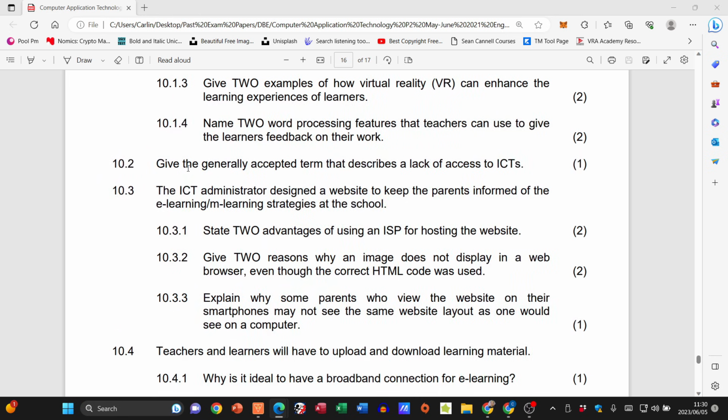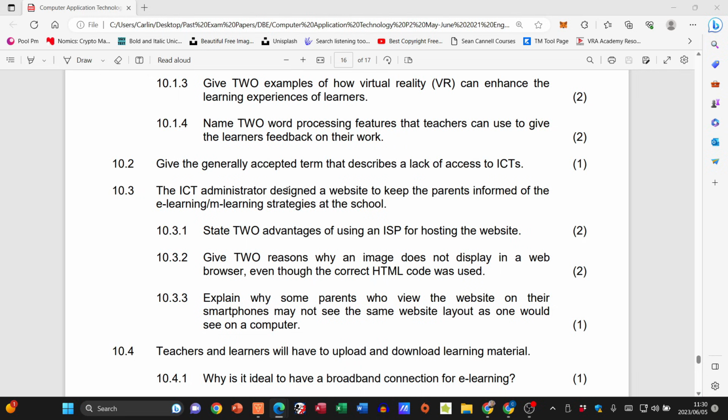10.2. Give the generally accepted term that describes a lack of access to ICTs. And this is 2 terms or 2 words. The digital divide, right? The digital divide.